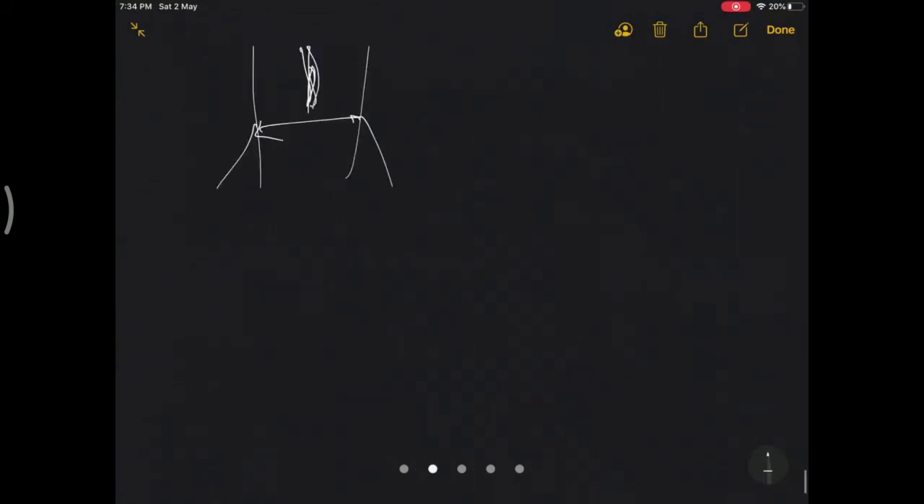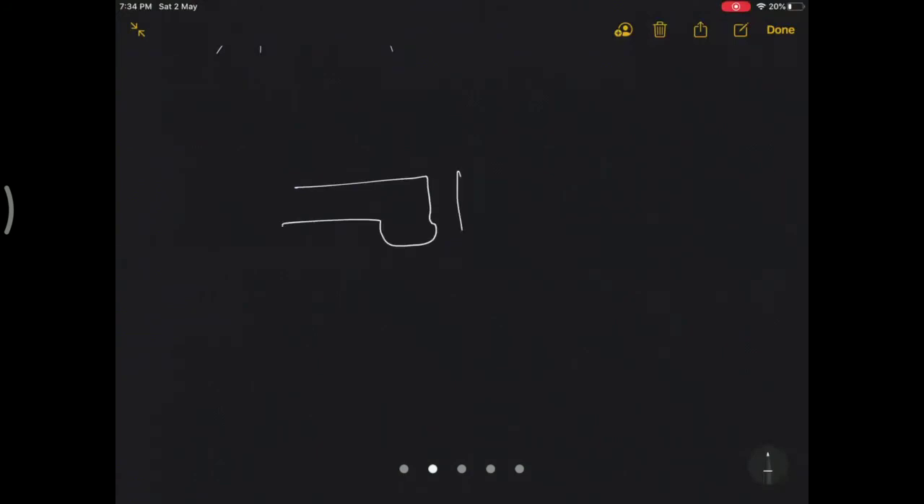So now you have something like this, and this gap, as we discussed, is the extension gap.